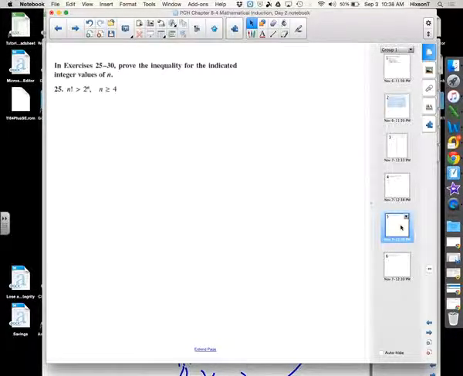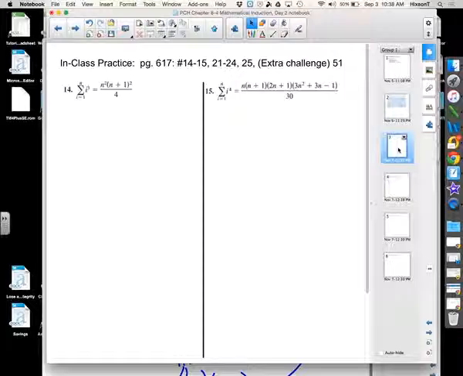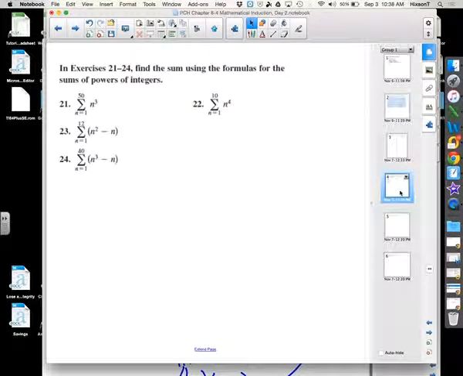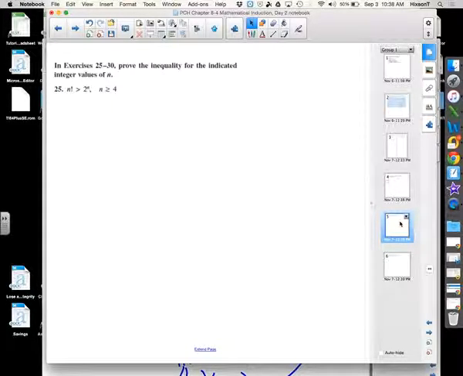Here is a math induction proof that uses an inequality rather than an equation. So that's kind of an interesting one. Alright, so you're starting with 2 math induction proofs, then these, then another induction proof that's an inequality.